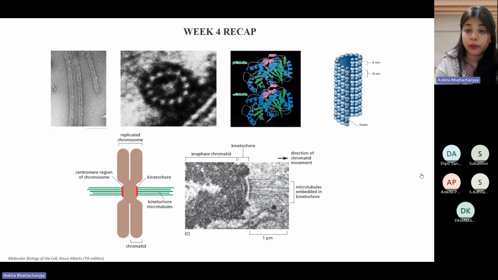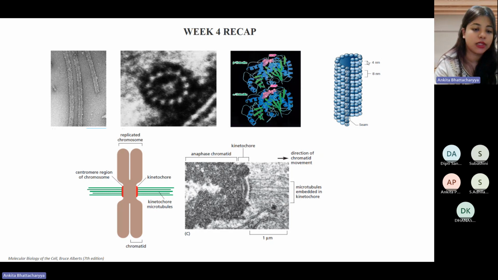So what I'm trying to bring your attention to is that just studying one particular protein and the way in which it works inside a cell and the function that it performs inside a cell can give you a target or a way in which you can treat diseases as severe as cancer. So yeah, that was about microtubules.